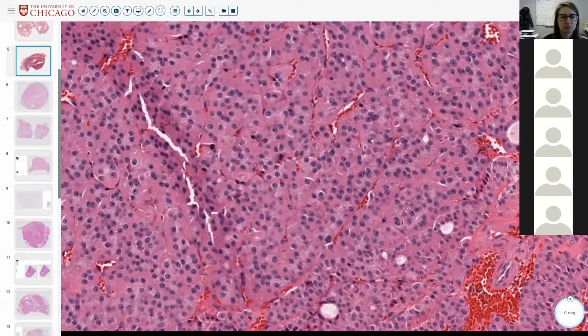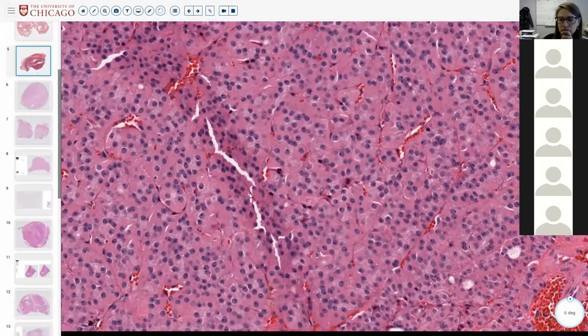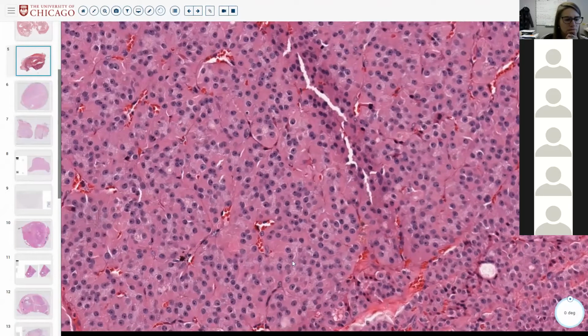It's much more solid. The cells themselves have a lot more eosinophilic granular cytoplasm. The nuclei are pretty uniformly round with pinpoint nucleoli that are pretty prominent even at low power. So if they're prominent, then they're not pinpoint. Oh, sorry, yes.